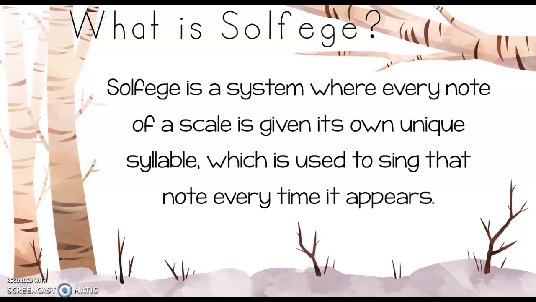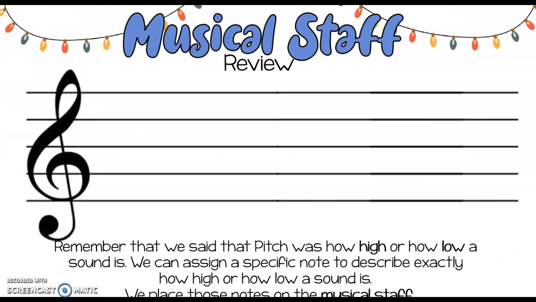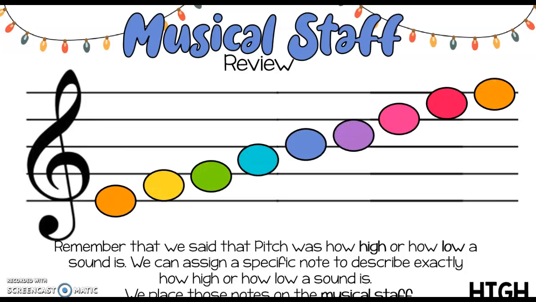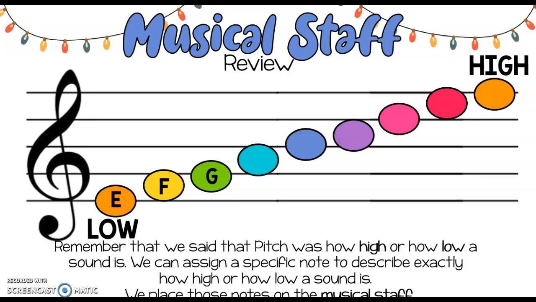So what is solfege? Solfege is a system where every note on a scale is given its own unique syllable, which is used to sing that note every time it appears. Well, what does that mean? So we know about the musical staff. We know about high notes, we know about low notes, right? And we know that every note appears somewhere on the musical staff. And we know that each note has a name, right? E, F, G, A, B, C, D, E, F, so on and so on.